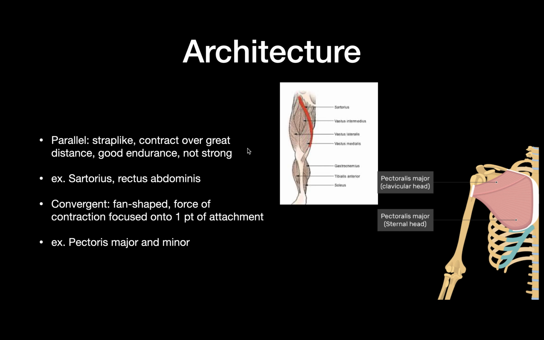There's several different muscles, and their function is characterized by their architecture. So the first one, the parallel muscles, are strap-like, like the sartorius right here. They contract over a great distance. They have a good endurance, but they're not very strong. The convergent muscles, like the pectoris muscles, converge into one point of attachment, and they're stronger than the parallel muscles.